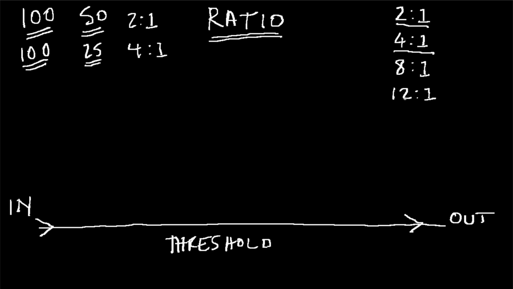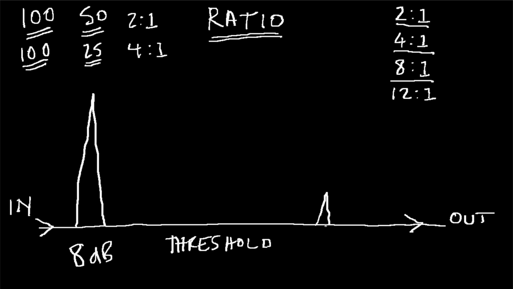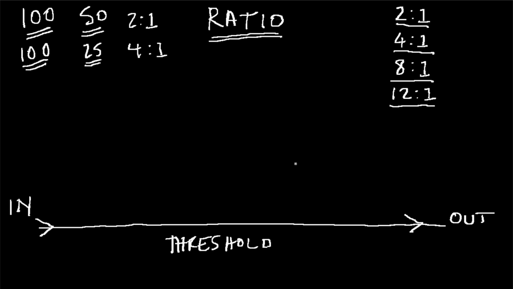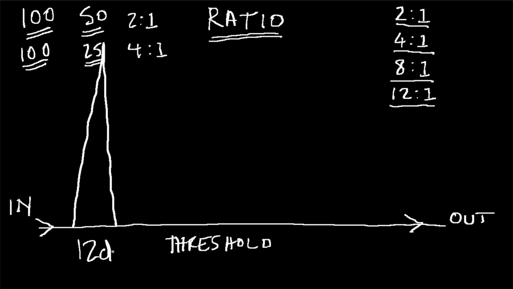And then if we have stronger compression still, 8 to 1 compression, that just means that for every 8 dB that the signal goes over threshold at the input, again we'll only see a rise of 1 dB over threshold at the output. The signal is reduced by a ratio of 8 to 1. And if we got stronger compression still, 12 to 1, that just means that for every 12 dB that the signal goes over threshold at the input, again we'll only see a rise of 1 dB over threshold at the output. The signal is reduced by a ratio of 12 to 1.